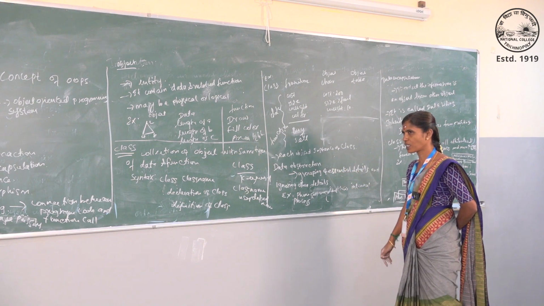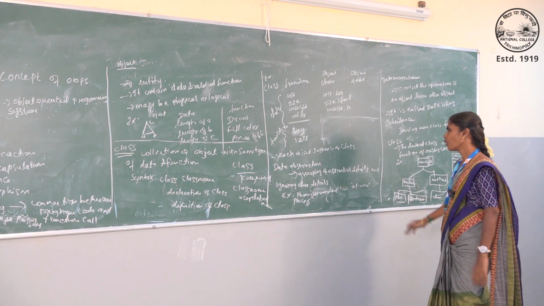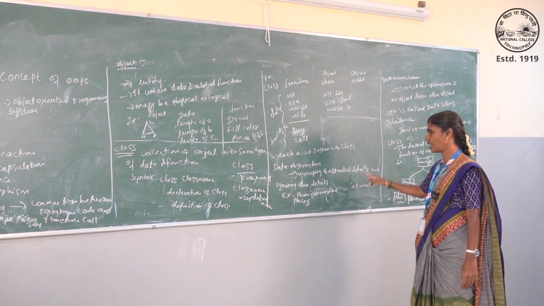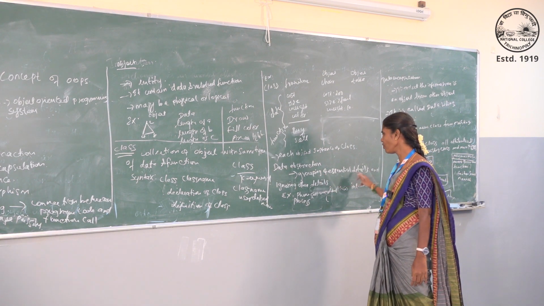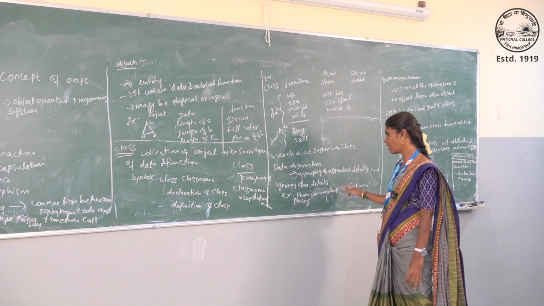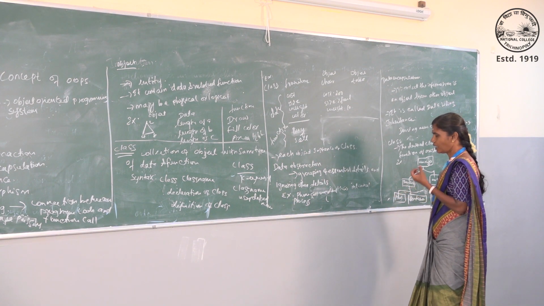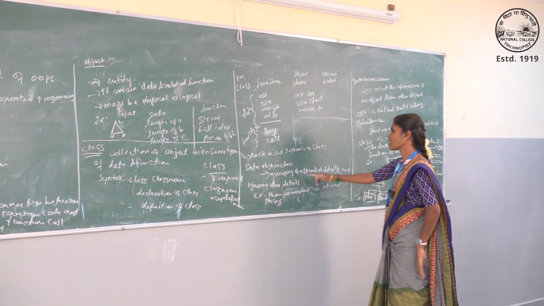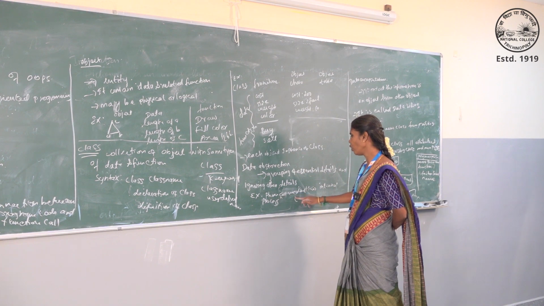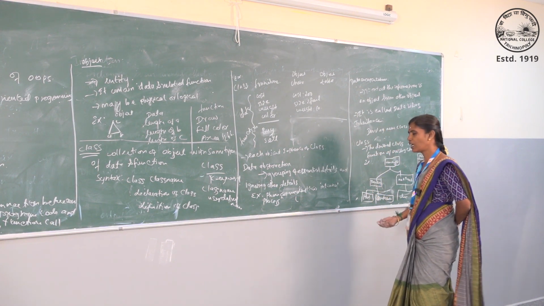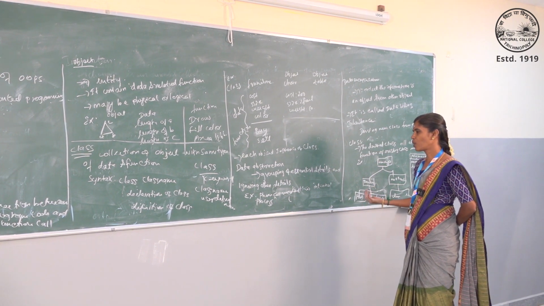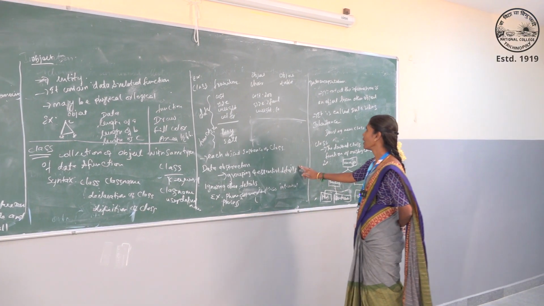Next is data abstraction. What do you mean by data abstraction? Grouping of essential details and ignoring the other details. We need the data collection, which is the data abstraction. For example, a phone call: the internal process is hidden. It is a data abstraction.